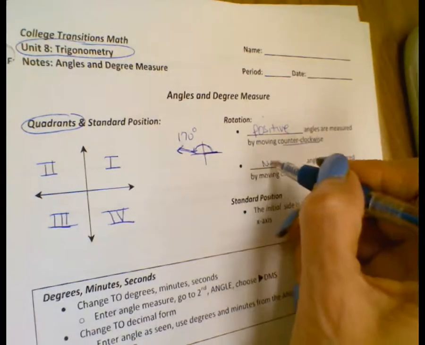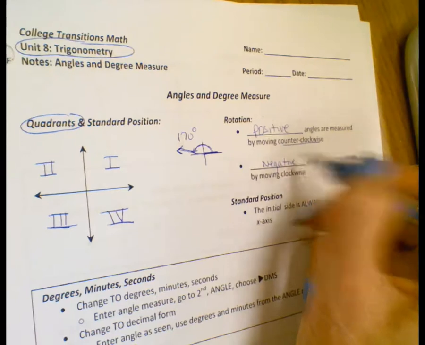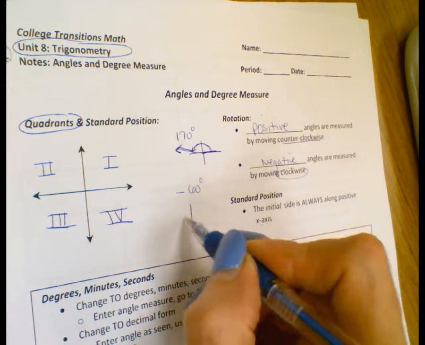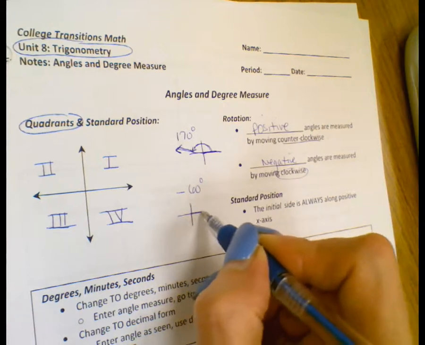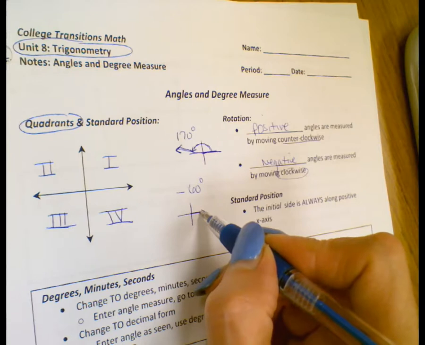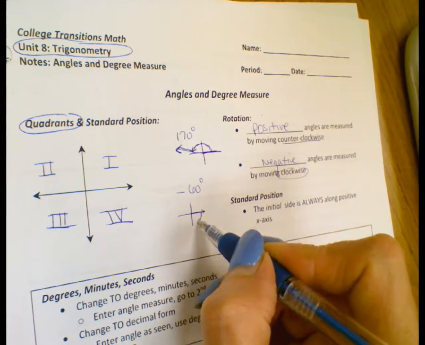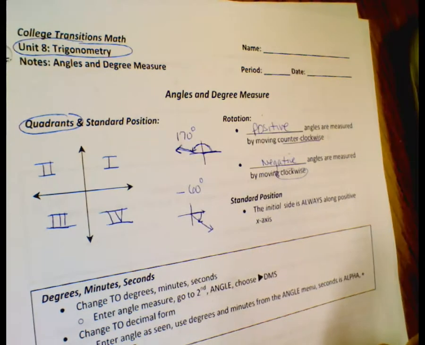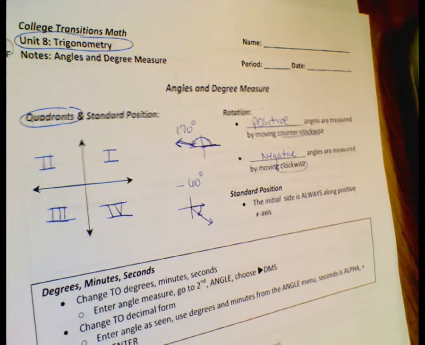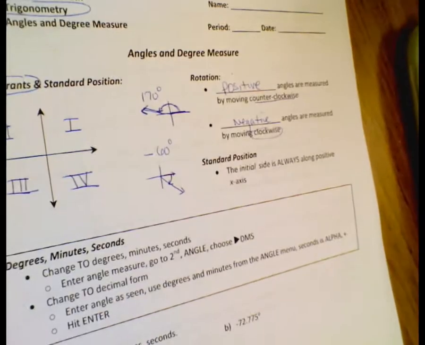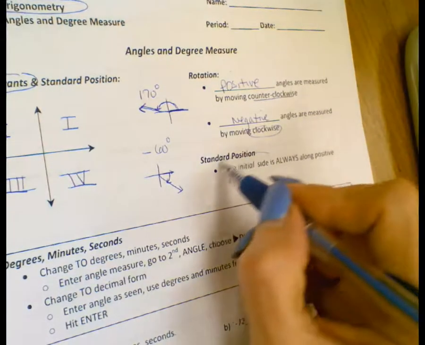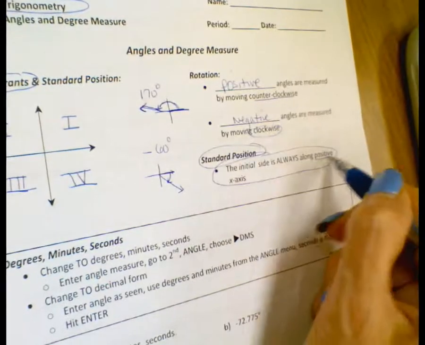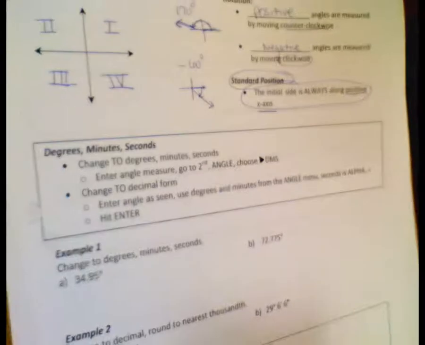The negative angles are the ones that go clockwise. So if I said draw negative 60, again, you always start on the positive x-axis. That's the initial side. Using your rotating arrow, go about 60 degrees, about right there. Draw a terminal ray like that, and that's negative 60 degrees. So we went clockwise. Negatives go clockwise. The initial side is always along the positive x-axis, so if I ever say draw the angle in standard position, you start on the positive x-axis.